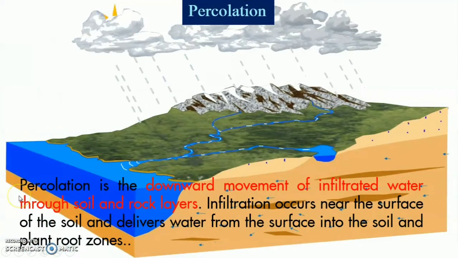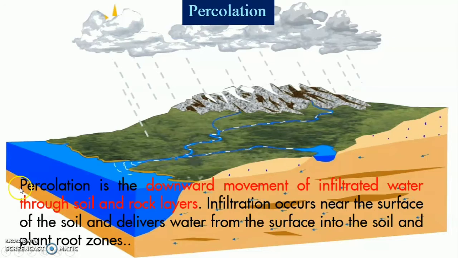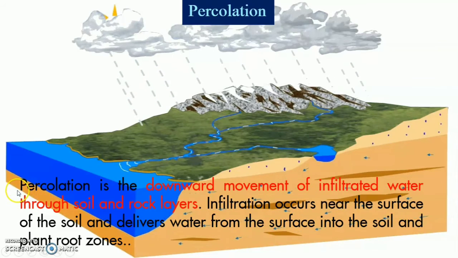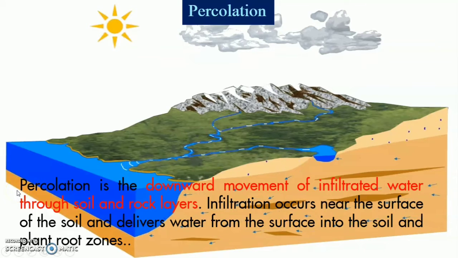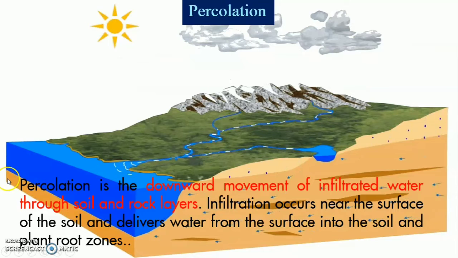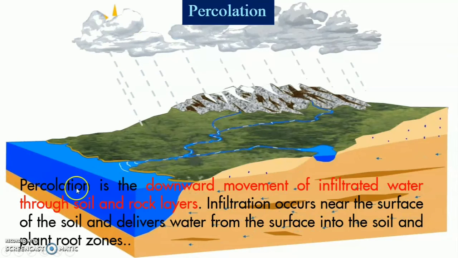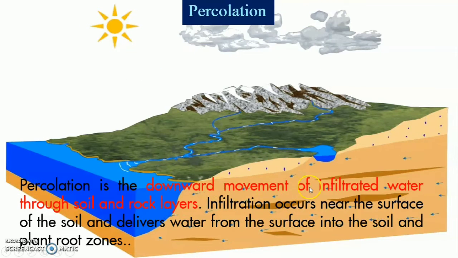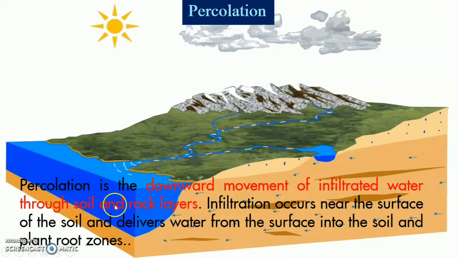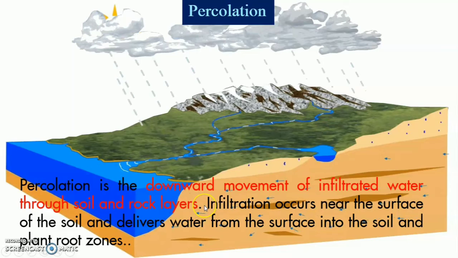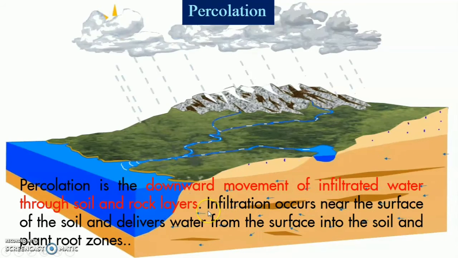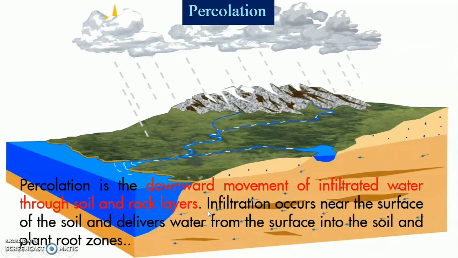Next, let's learn about percolation. Children, the terms infiltration and percolation are often used interchangeably. Okay, now let's see what is percolation. See children, percolation is the downward movement of the infiltrated water right through the soil and rock layers. So during percolation, the water moves deeper into the layers of the soil and rocks. Is it clear children?